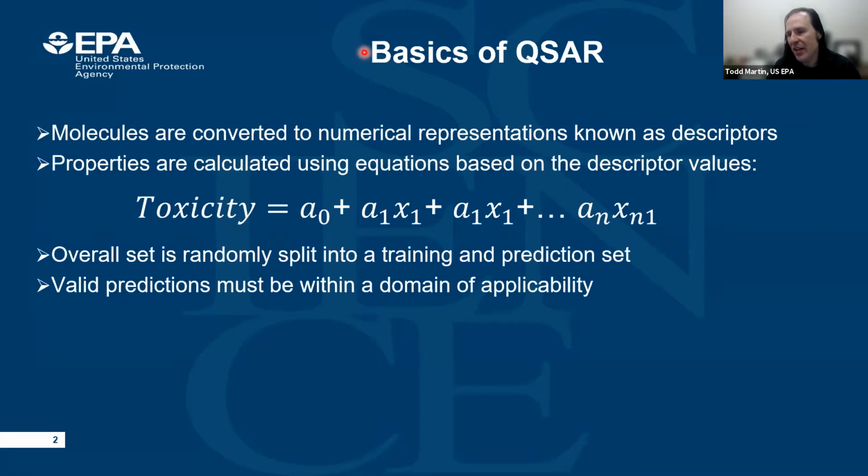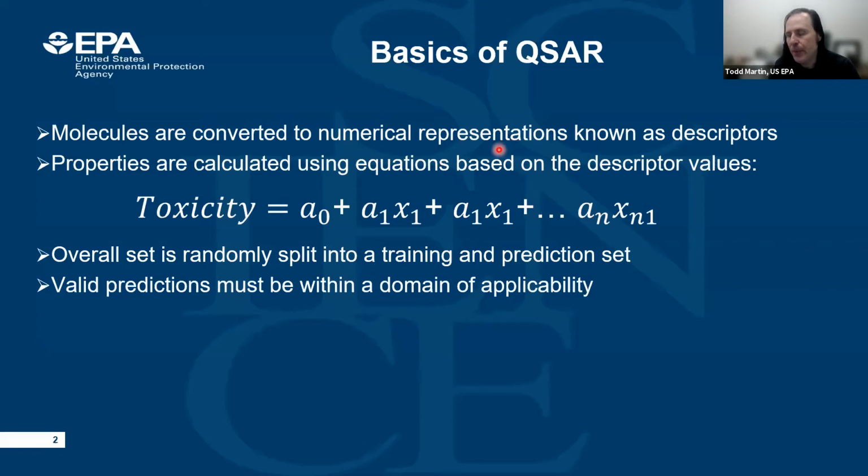So you can visualize it as a simple multilinear regression equation, where toxicity is the property you're trying to predict. A0 through AN would be fitted adjustable parameters like regression constants, and X1 to XN would be your descriptor values. So in the simplest case, it's a single equation to predict the toxicity.